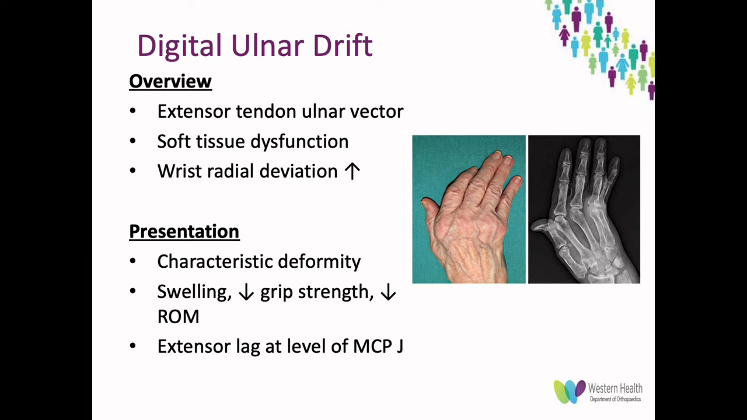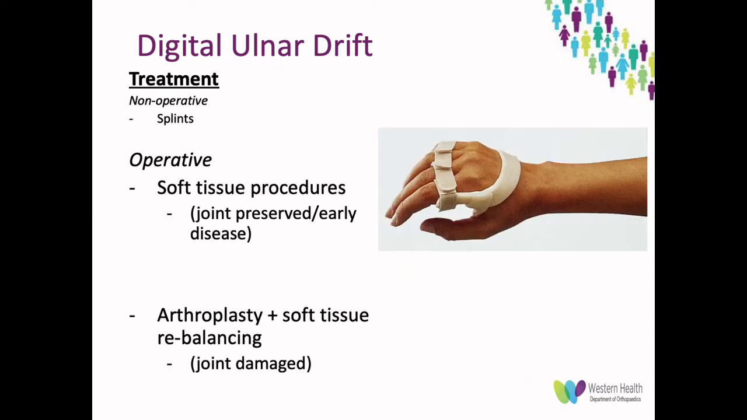In terms of digital ulnar drift, there's usually an extensor tendon ulnar vector involved. Normally, flexor and extensor tendons have a small ulnar vector as they approach the MCP joints in the ulnar direction. This can be an increased force in rheumatoid hands due to soft tissue dysfunction, so subluxation of extensor tendons ulnarly at the MCP joints, tightened intrinsics pulling the fingers in that direction, and the MCP joints can also contribute by subluxating ulnar and volarly, following weakening of the collateral ligaments, volar plate, and radial sagittal bands.